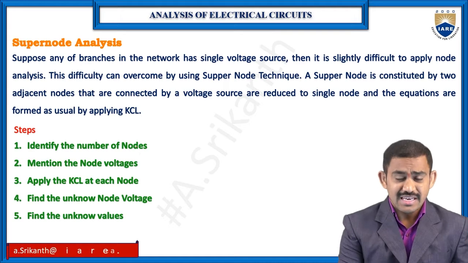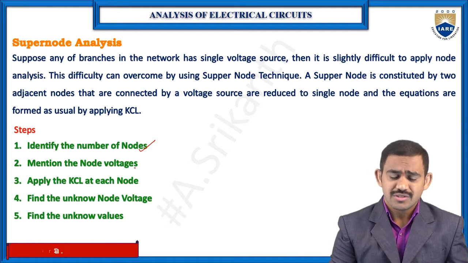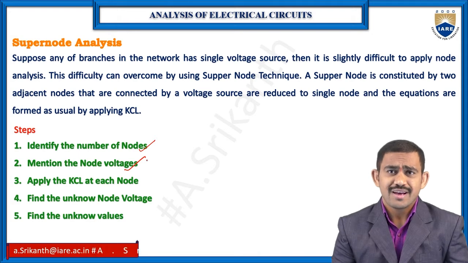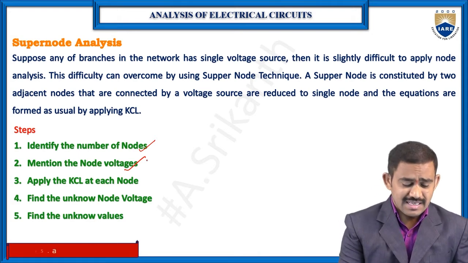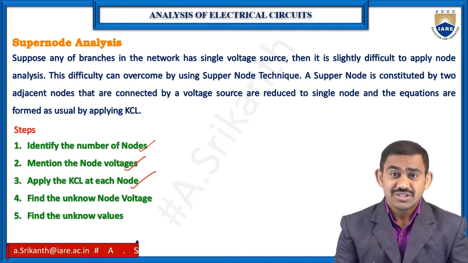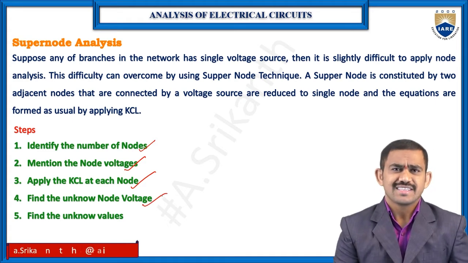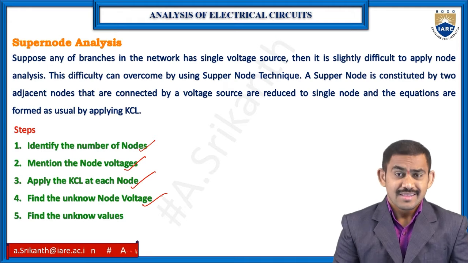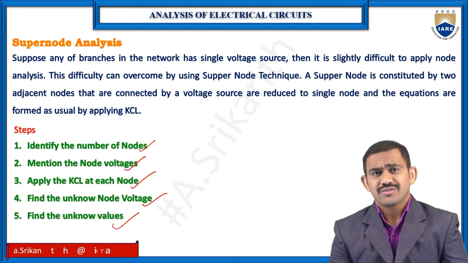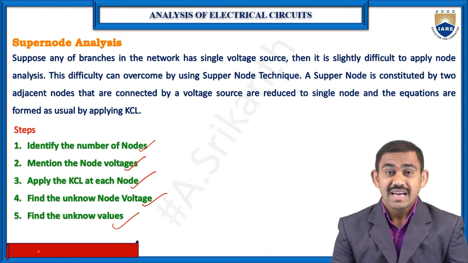First one is to identify the number of nodes, same as for node analysis. We need to identify the number of nodes and mention the node voltages like V1, V2, V3, however many nodes we have. And then apply the KCL rule. You write the equation for each node depending upon the KCL rule. Then find out the node voltages like V1, V2, V3. Then find the unknown values. Same procedure for node analysis, same procedure for supernode analysis. But what is the main difference? That is the ideal voltage source.